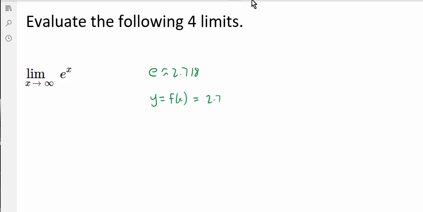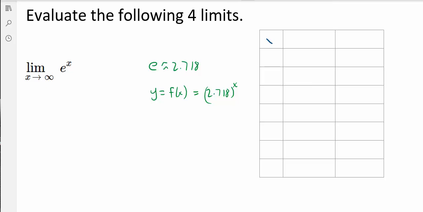equals roughly 2.718 raised to the x power, what would happen as you plug in successively larger and larger values of x? So I'm going to make a table of values over here. The first column will be my input variable x, and my second column will be the actual function f of x equals e to the x. And I want to plug numbers in like 1, 2, 4, 6, 8, 10, and 12 should suffice.